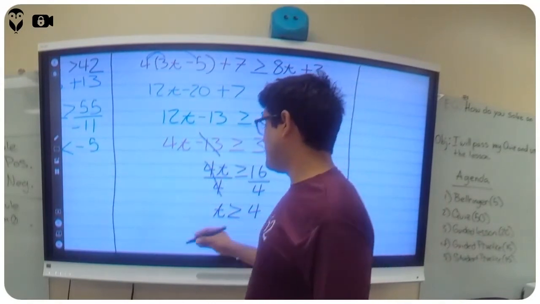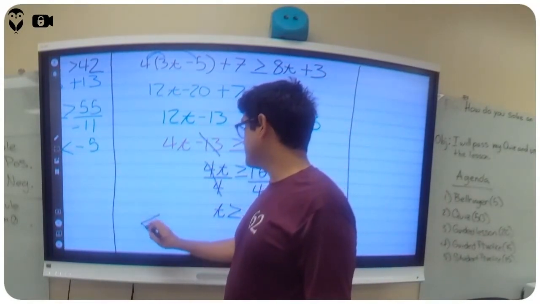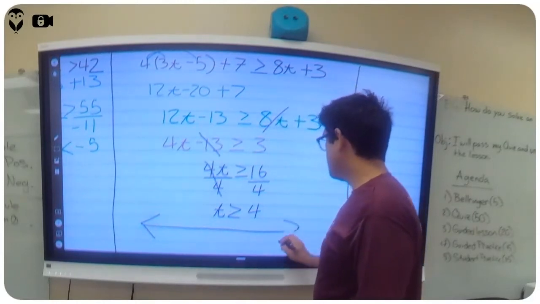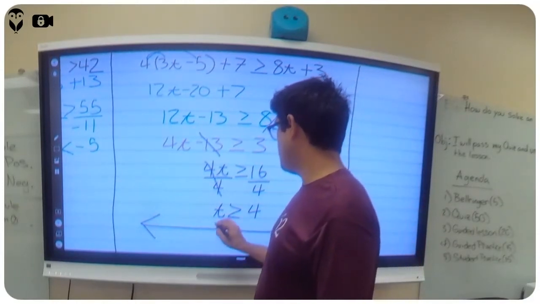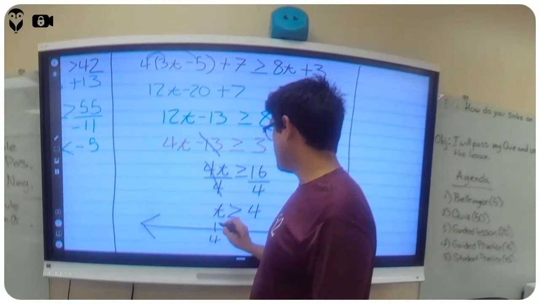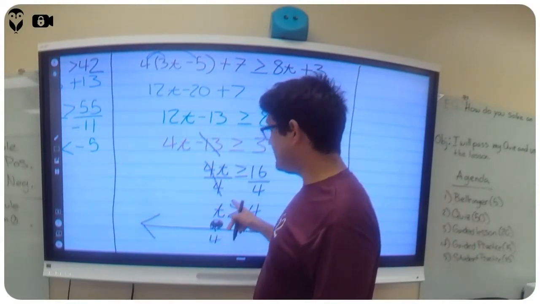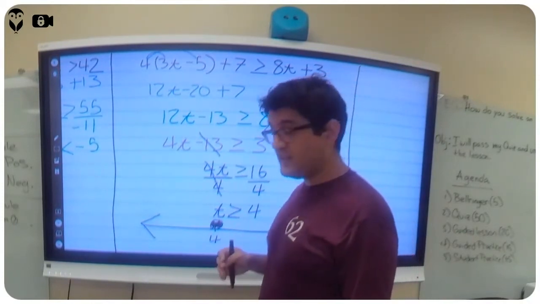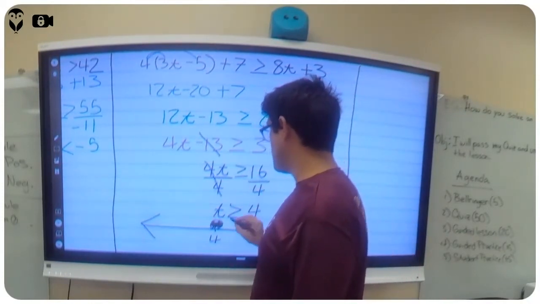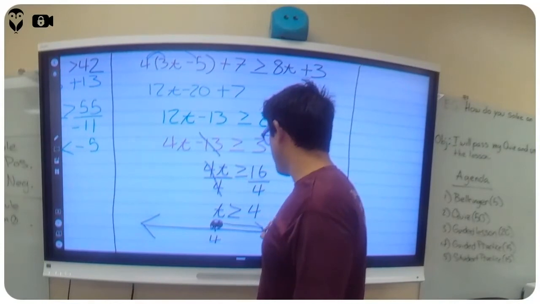So if you were going to graph that on the number line, 4 would be right here. A circle would be filled in. So remember, this line is representing t. So t is greater than or equal to 4. So all the numbers greater than 4 are that way.